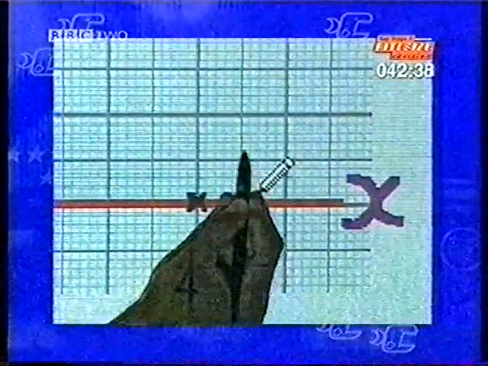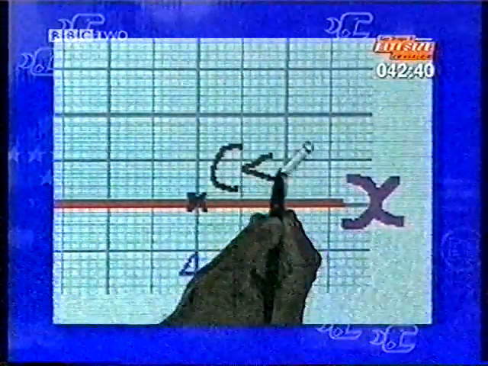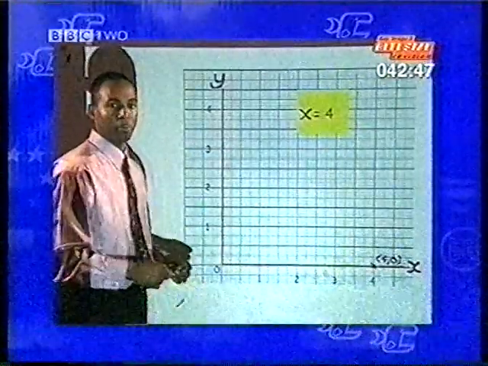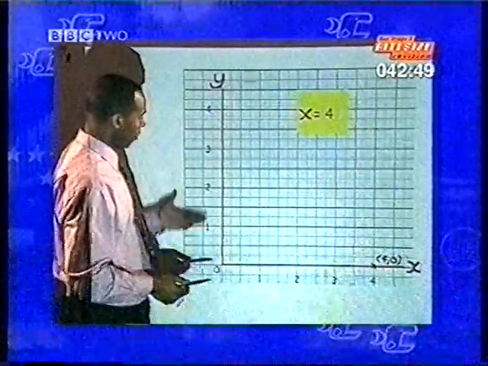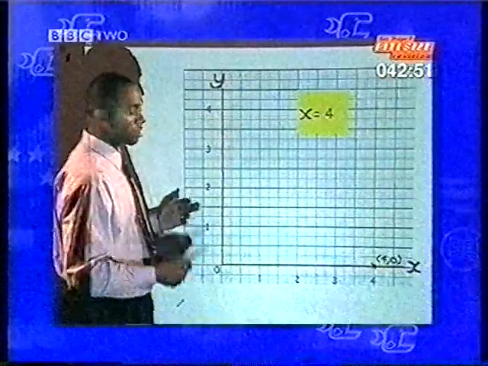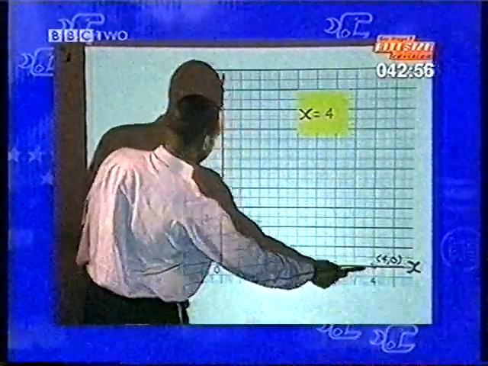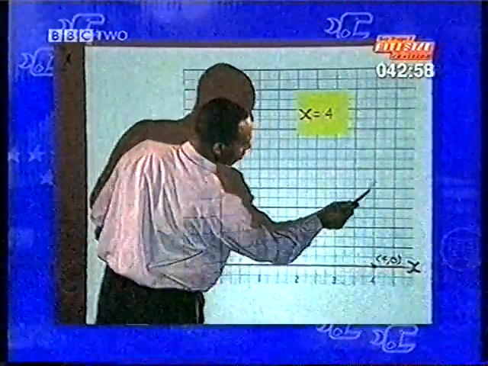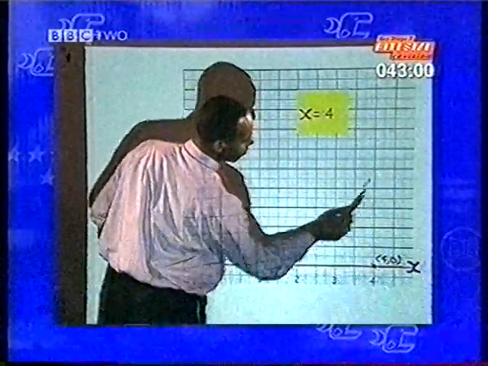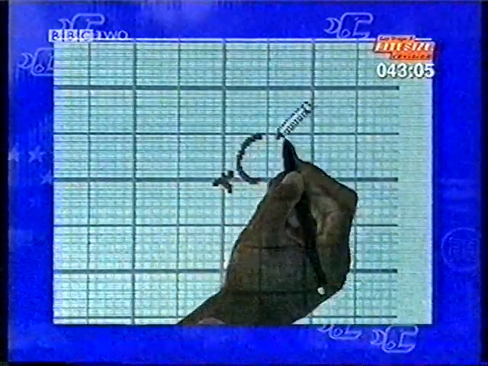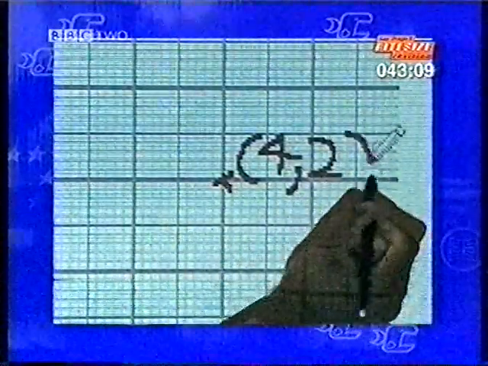When we label it, open brackets, x-axis 4, comma, and then a 0. And we close the brackets. Let's consider another point. When y equals 2, x still equals 4. So if we plot that point, we come here. Let's label that. Remember, x coordinate is written first, 4, comma, 2.